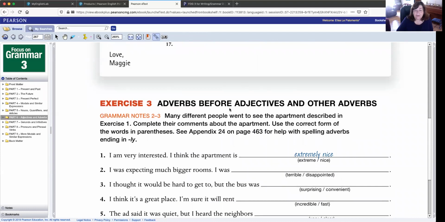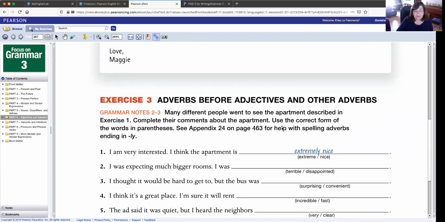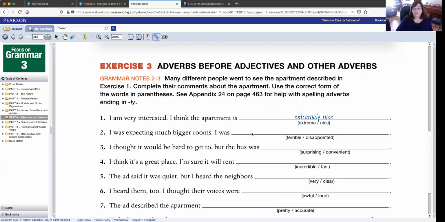Exercise 3, adverbs before adjectives and other adverbs. This says, many different people went to see the apartment described in exercise 1. Complete their comments about the apartment. Use the correct form of the words in parentheses. And then it tells you for help, you can see Appendix 24 on page 463. This is for spelling, okay, before you put the ly.